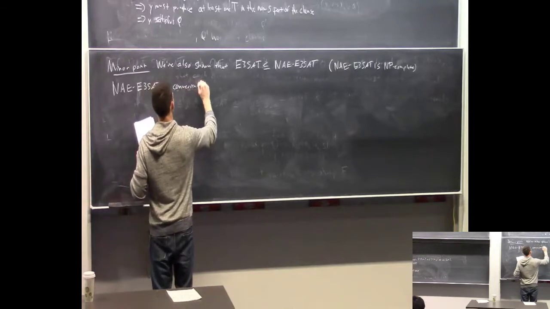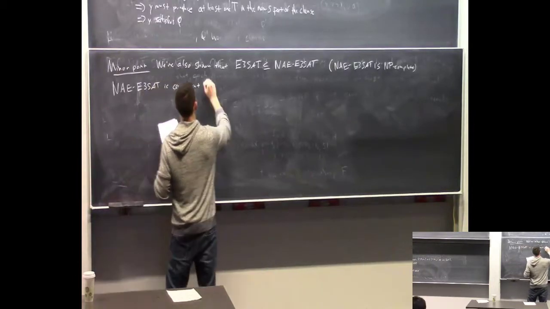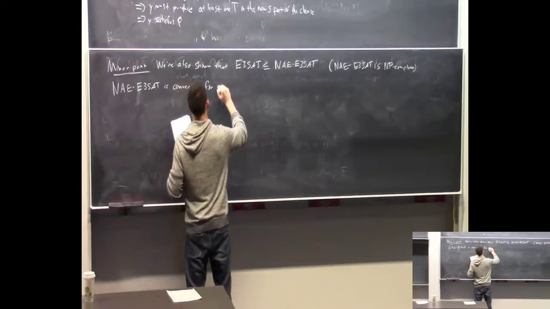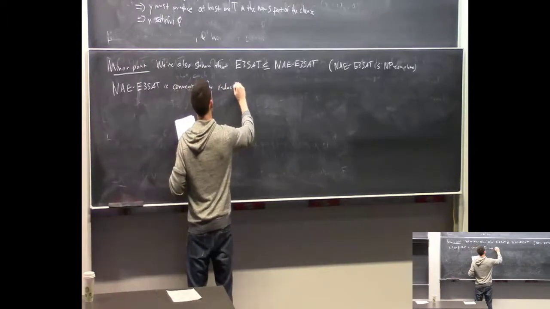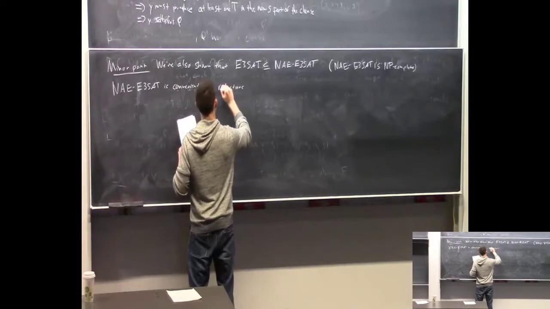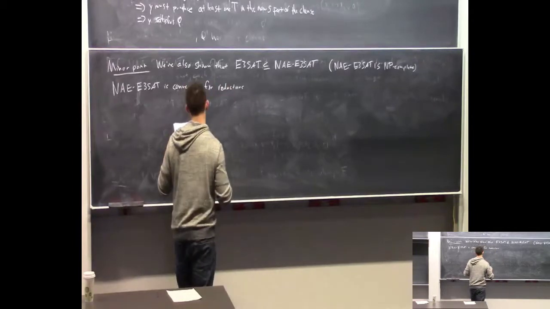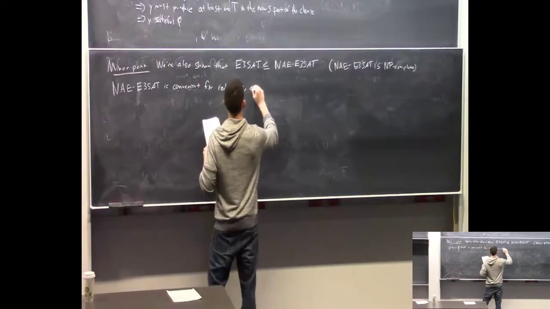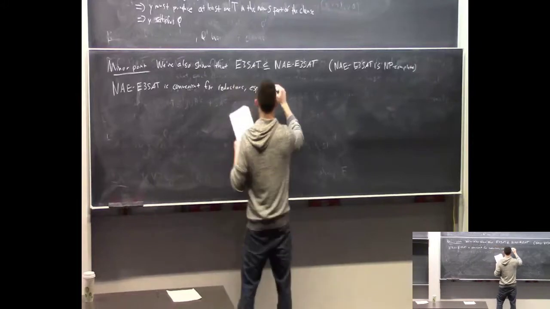And why is it convenient for reductions? The reason is because there are a lot of problems that have some kind of symmetry.